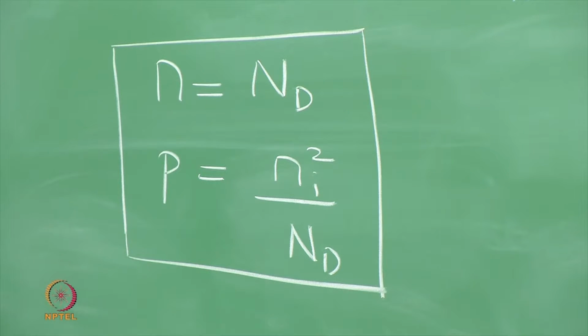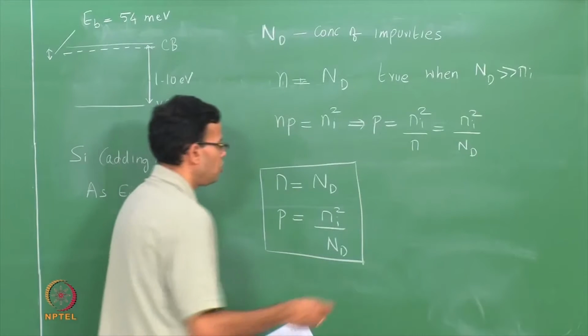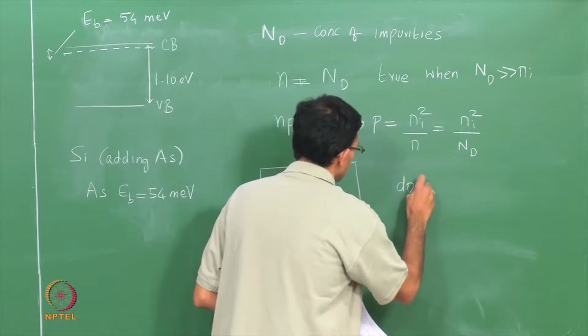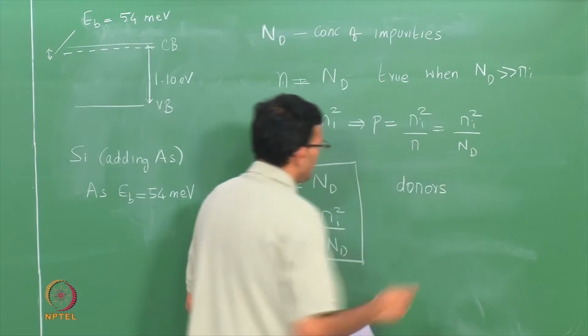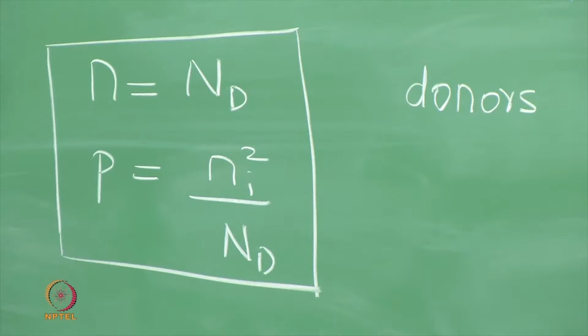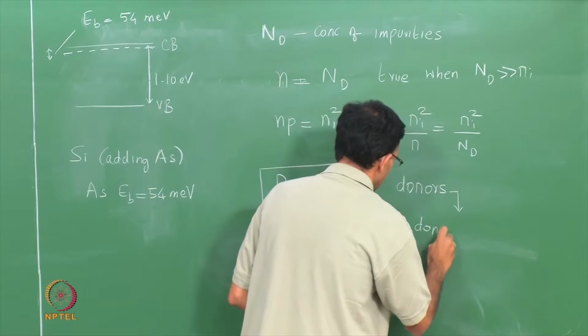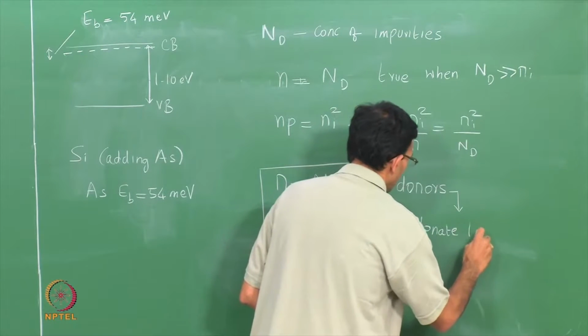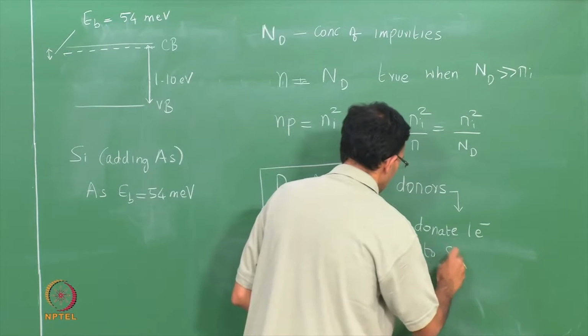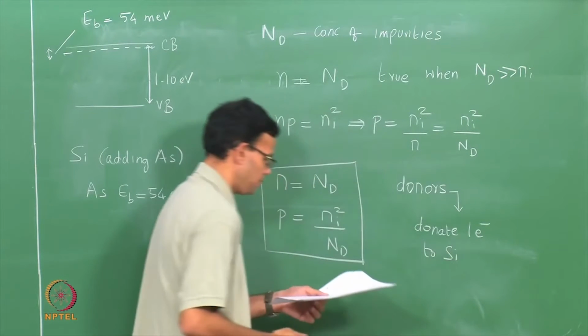Another name for a pentavalent impurity or an N-type impurity is donors, and these are called donors because they have one extra electron which they donate. So, they donate the one extra electron to silicon.